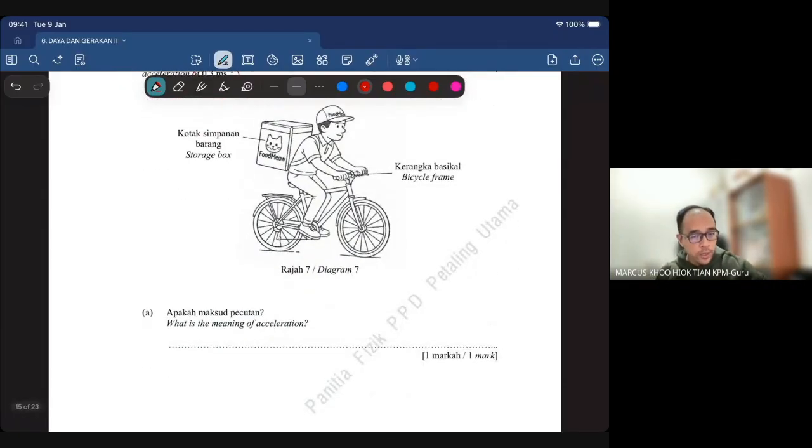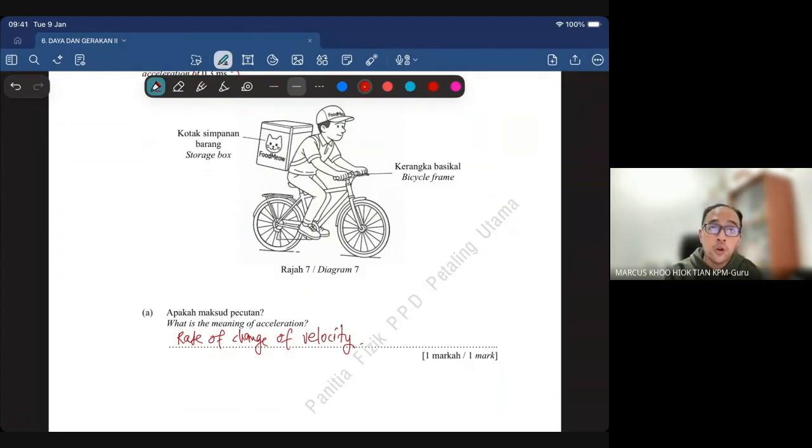Okay, take note. What is the meaning of acceleration? Acceleration is the rate of change of velocity. Not a very good idea to put the formula as a definition. So as much as possible, try to remember the definitions. But if you really cannot remember, you can try to put the formula, but the chances are very slim now that they will allow this answer.